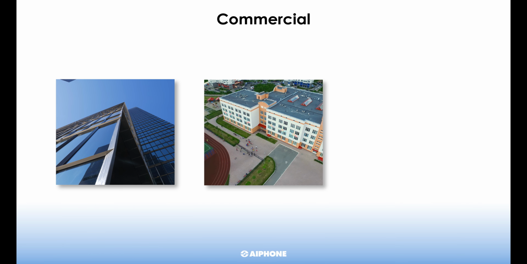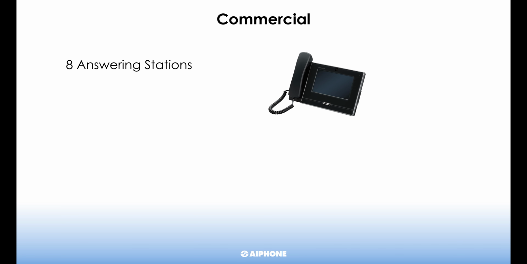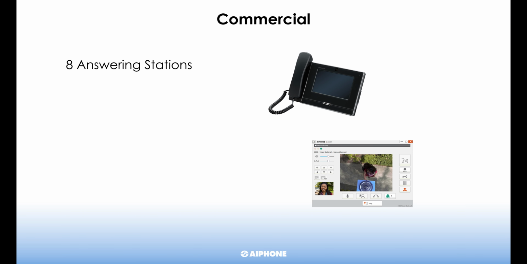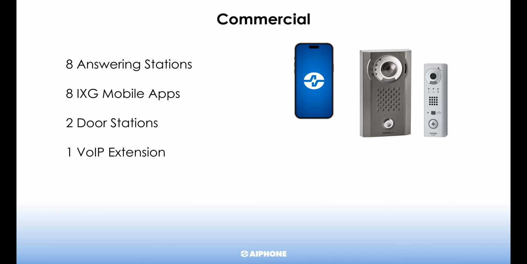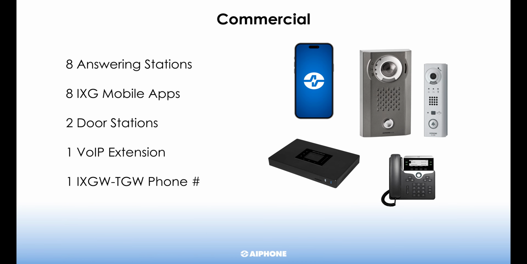The first unit type we'll go over is the commercial unit. These are best represented by offices, schools, or industrial environments. We can have up to 8 total answering stations, including a combination of IXMV7s, IXSoft PC answering stations, and IXRS handsets. In these units, we can also have up to 8 IXG mobile apps, 2 door stations, 1 registered VoIP extension, and 1 registered phone number with the IXGW-TGW.